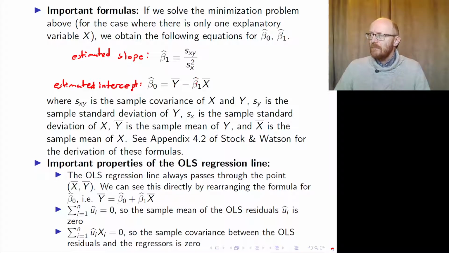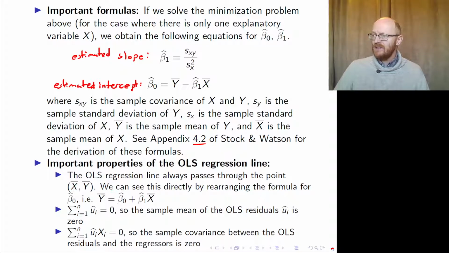you can calculate by using the information from the slope and applying the sample mean of y and the sample mean of x. If you want to look for a complete derivation of these expressions, then you can look at appendix 4.2 of Stock and Watson. There are some important properties of this regression line, and one is that the line always passes through the point sample average x and sample average y.